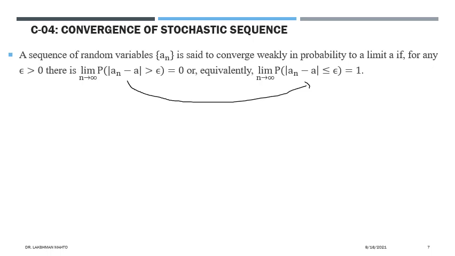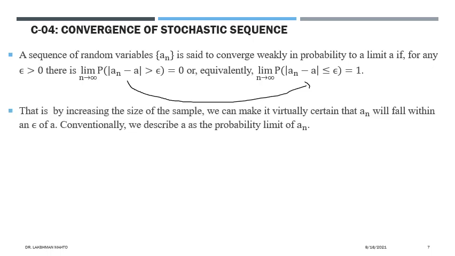Probability term is coming here, so that's why we call it stochastic convergence, or convergence of a stochastic sequence. So an estimator is always a stochastic sequence. By increasing the size of the sample, we can make it virtually certain that a_n will fall within the epsilon ball of a. Conventionally, we describe a as the probabilistic limit of a_n. It is not an ordinary limit, it is a very specific limit that we call the probabilistic limit of a_n. a_n happens to be an estimator.